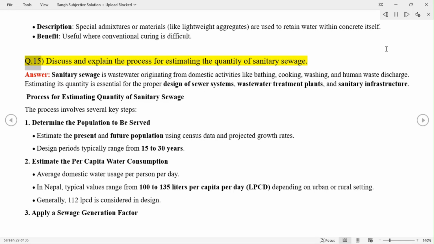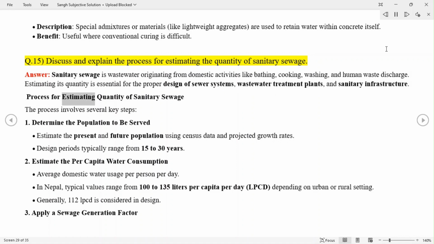15. Discuss and explain the process for estimating the quantity of sanitary sewage. Answer: Sanitary sewage is wastewater originating from domestic activities like bathing, cooking, washing, and human waste discharge. Estimating its quantity is essential for the proper design of sewer systems, wastewater treatment plants, and sanitary infrastructure.